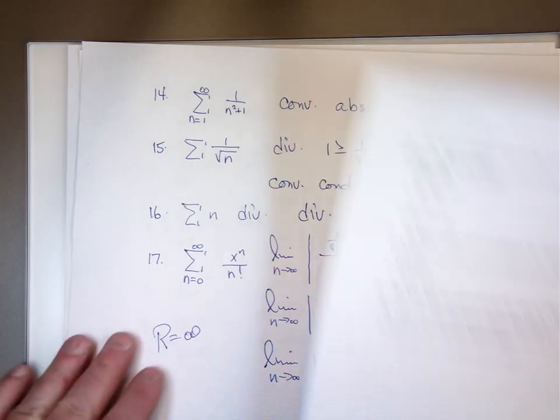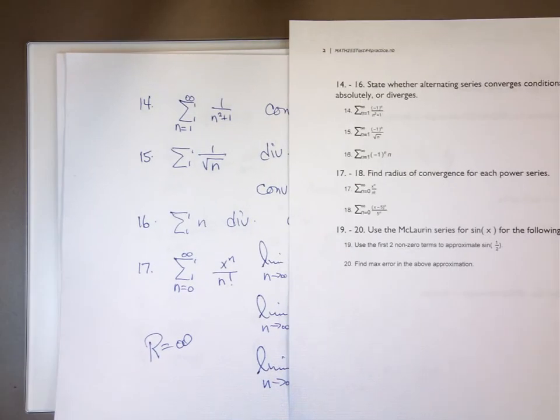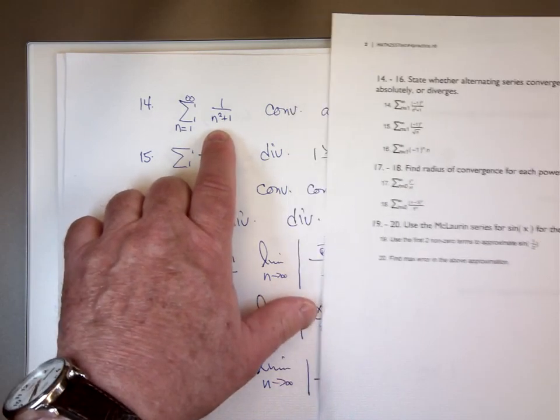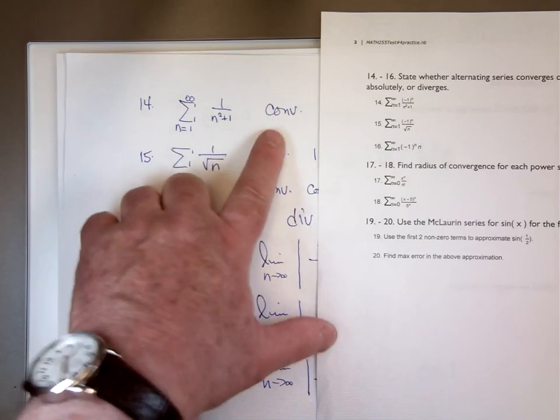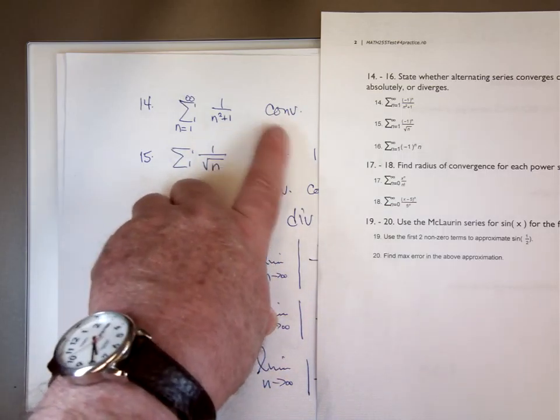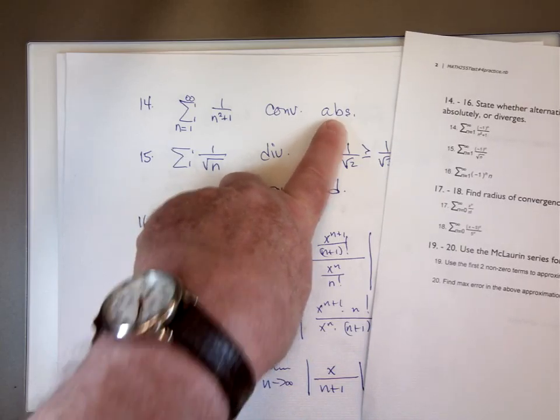14. We have an alternating series. The thing to do is test the positive series first. This positive series, 1 over n squared plus 1, converges. Difference in degrees is 2. Since the positive series converges, the alternating series converges absolutely.